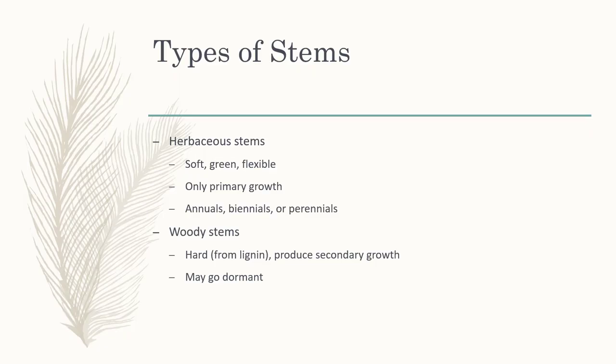Herbaceous stems are soft, green, and flexible, and they only have primary growth, which means they only get tall. There's going to be no girth involved on a herbaceous stem, and these include our annuals, biennials, or perennials. Then woody stems are hard from lignin, and in addition to the primary growth, they also produce secondary growth, which means they will gain girth. They may actually go dormant in the wintertime.